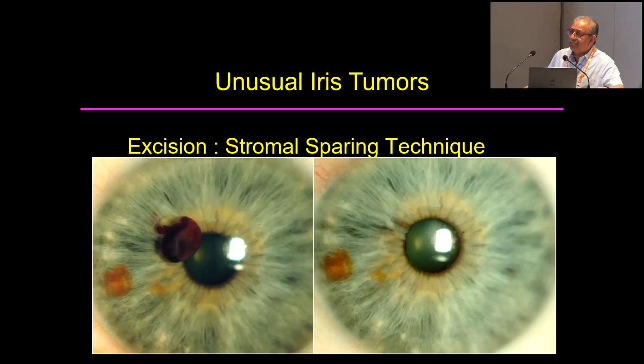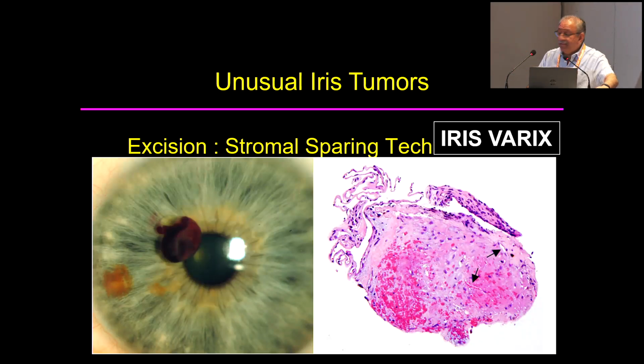I took a super sharp blade and found that plane. I just dissected right there. And you can see the dissection. Iridectomy was not done. We didn't think it was malignant. So we spared the sphincter, spared the stroma, and shaved it off just from there, that stroma. And it looks very nice postoperatively. And this is an iris varix, a rare kind of iris vascular tumor. You would never know if you didn't take it out.